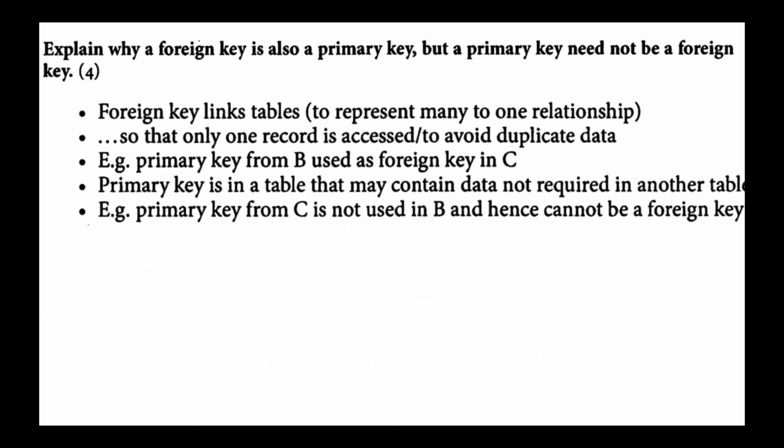Explain why a foreign key is also a primary key, but a primary key need not be a foreign key. Foreign keys are unique. Primary keys are unique. The foreign key links it to a primary key. So that foreign key links tables so that only one record is accessed, to avoid duplicate data. For example, primary key from B is used as a foreign key in C. A primary key is in a table that may contain data but not required in another table. For example, primary key from C is not used in B and hence cannot be a foreign key.